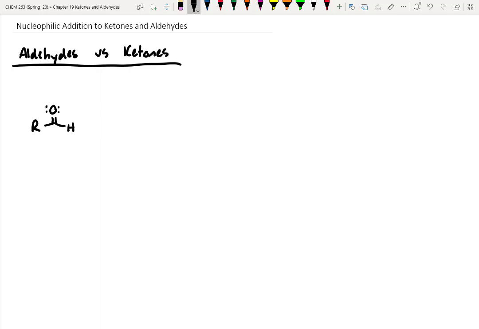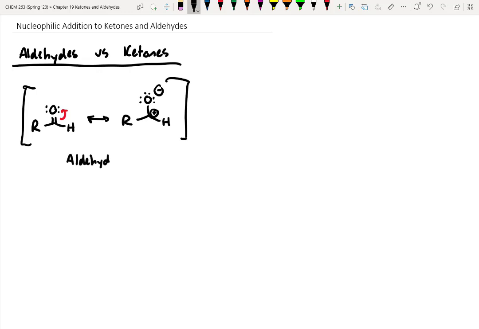Okay, so let's just draw out a generic aldehyde right here. And as you can imagine, we have a resonance structure where we can pull electron density up and out of that pi bond. And if we do that, we have an oxygen with a negative charge, and we've got a carbon with a positive charge. So we've got a resonance structure for an aldehyde down here. Makes sense?